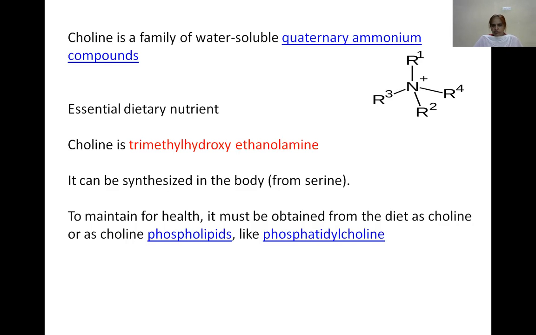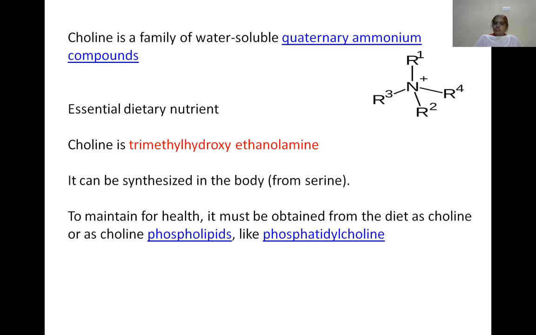The chemical name of choline is trimethyl hydroxyethanolamine. What is that? Trimethyl hydroxyethanolamine is the chemical name of choline.